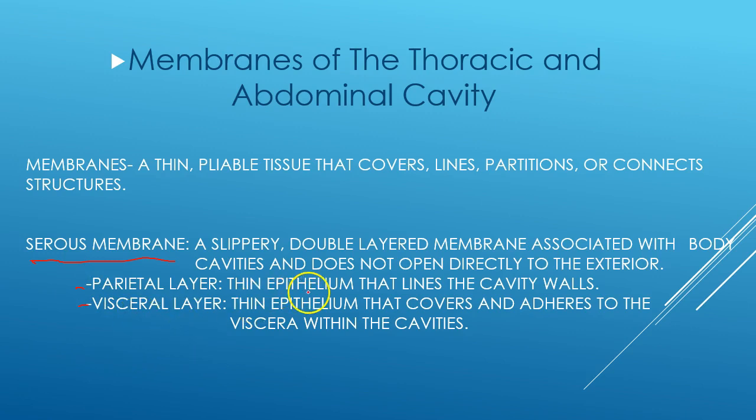Parietal is going to be the thin epithelium that's going to line the cavity walls. The visceral, so dealing with the organ within that cavity, is going to cover and adhere to the viscera within those cavities. So the parietal layer of the pleural cavity will be on the inside of the chest wall or the inside of the rib cage. The visceral layer will adhere to the lungs.